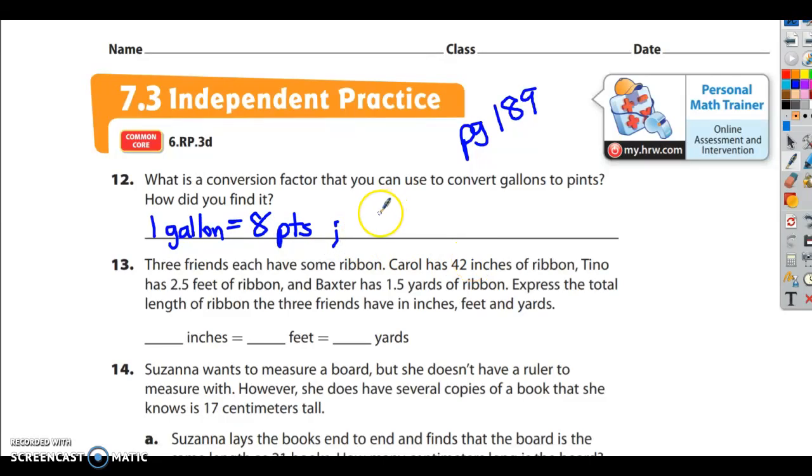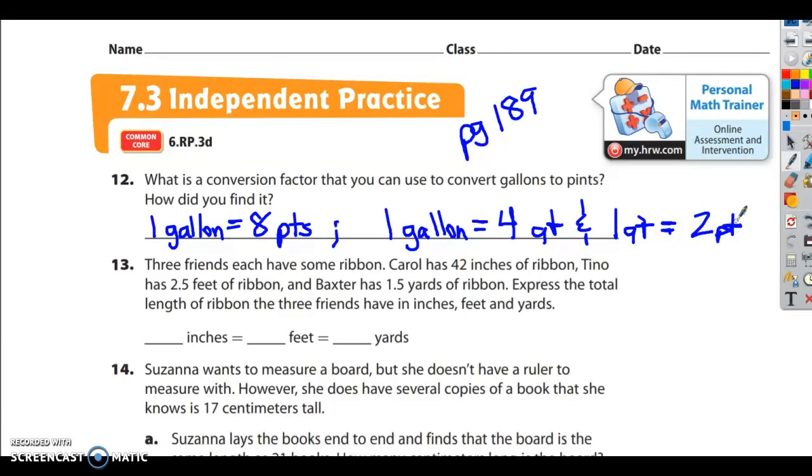What I'm going to do here is show my work. On my conversion chart, it said 1 gallon was equal to 4 quarts. And it also says 1 quart is equal to 2 pints. Since each gallon has 4 quarts and there's 2 pints in a quart, you just multiply 4 times 2 and you get 8. So your answer is right here: 1 gallon is 8 pints, and then your explanation is off to the side. All right, let's move on.